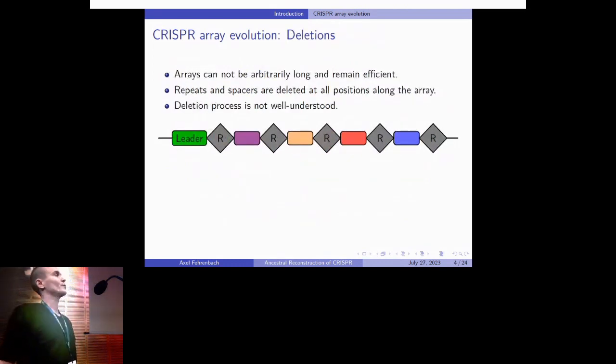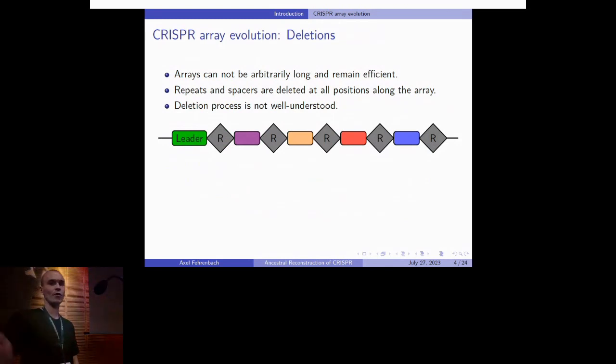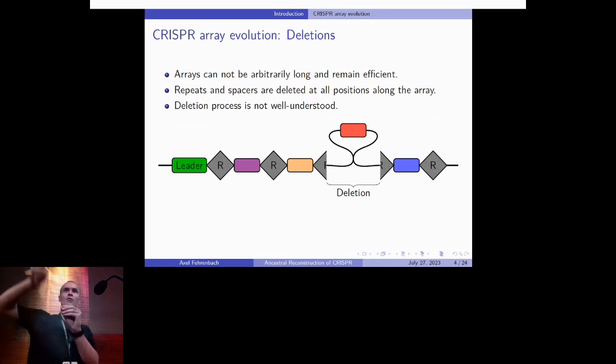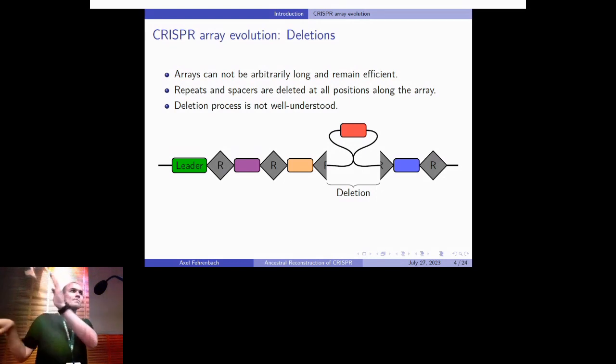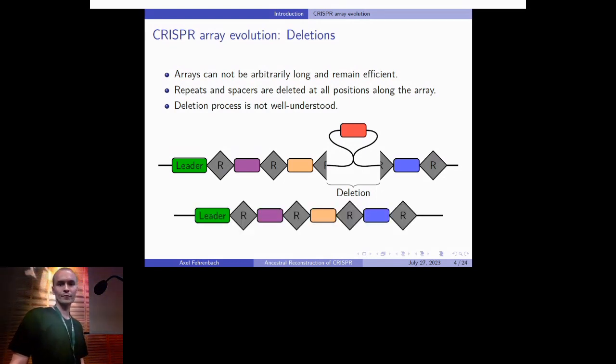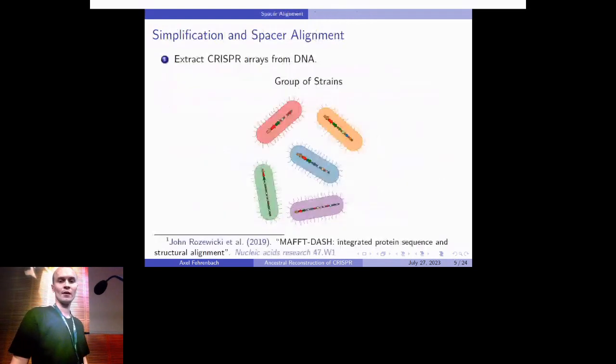And if you're inserting stuff, you have to delete stuff, otherwise you won't remain efficient over long times. So there are deletion events, and this happens along all positions of the array, but the deletion process itself is not really well understood. There are some ideas how this could work. For example, during replication, repeats can stick together and form a loop in between, and in this loop there can be the spacer, which means that if this is replicated, it's just missing one of these spacers. That is one explanation, but there are multiple more you can think of. So in the end, you just miss it and it's gone.